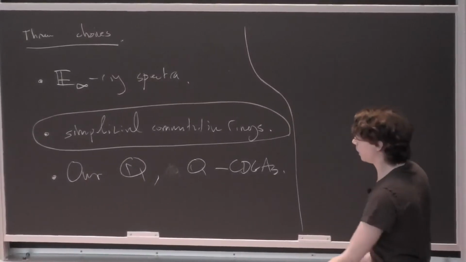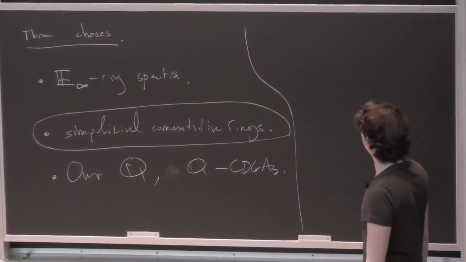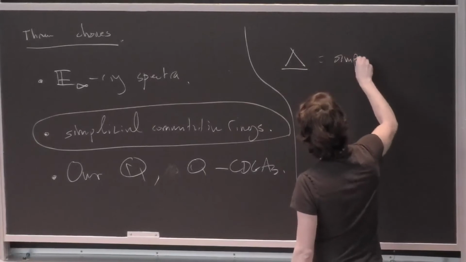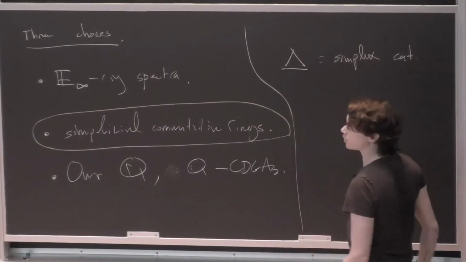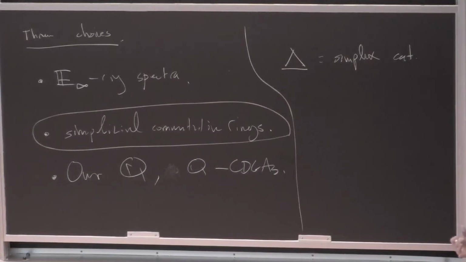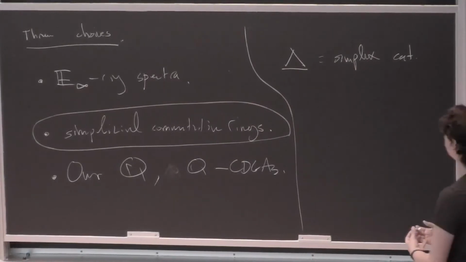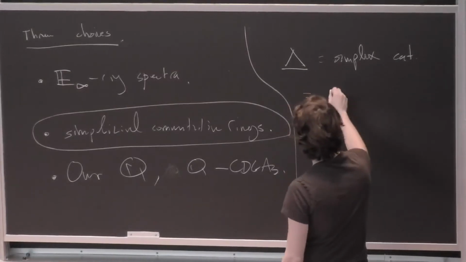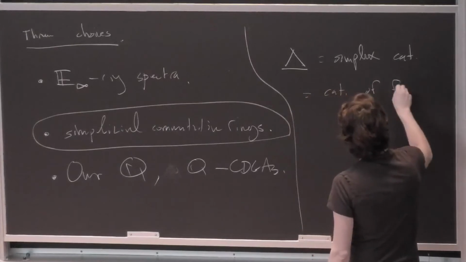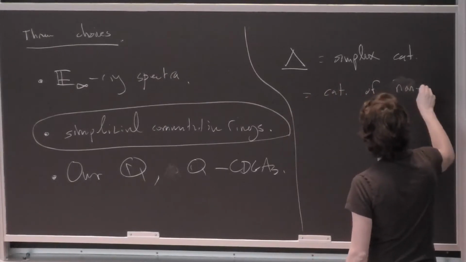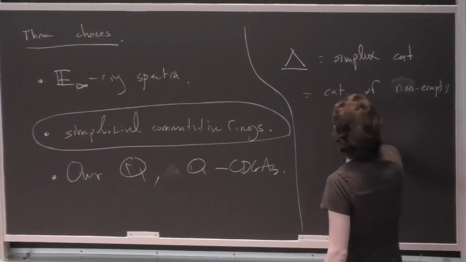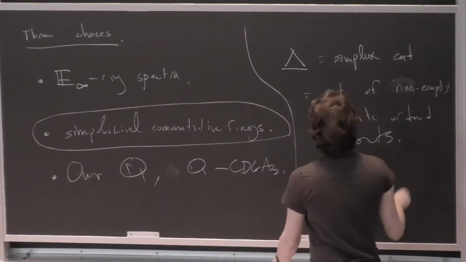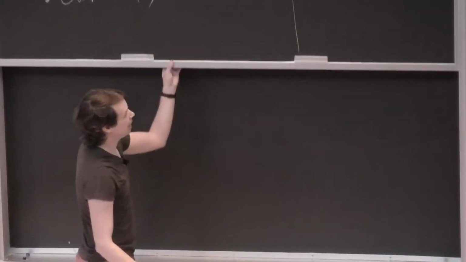Okay, so let me actually tell you now what a simplicial commutative ring is, and that's going to involve this simplex category. I'm going to give you first a definition, and then I'm going to tell you a universal property that the category has, which maybe makes it a little bit clearer what's going on. So this simplex category is the category of non-empty finite ordered sets, together with order-preserving maps between them.